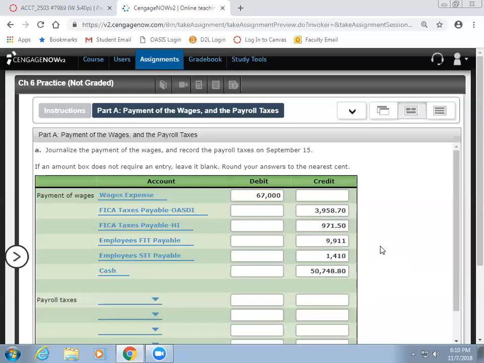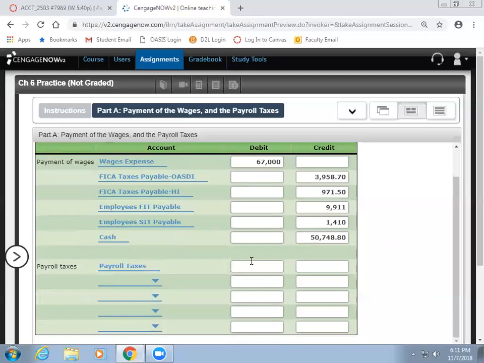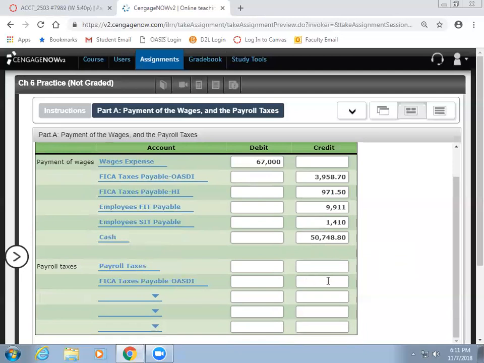Okay. Now our payroll taxes are a little bit different on this one because we have the state and federal unemployment. Under payroll taxes, we still start with payroll taxes, which will be debited for the full amount, but we need to calculate that. So I'm going to start with what I know, which is that we're still paying the FICA taxes on OASDI, and that's the same, $3,958.70. And then same with my high.